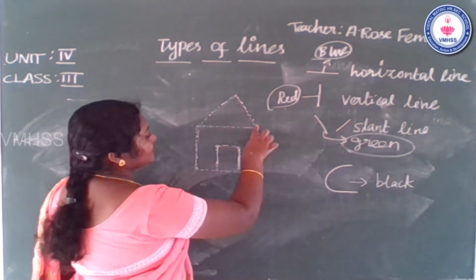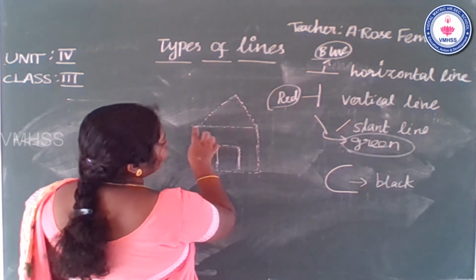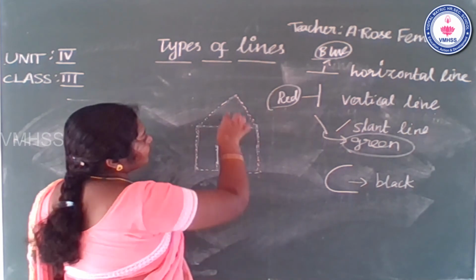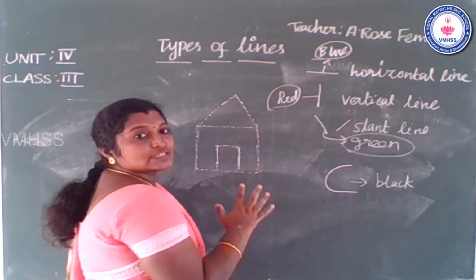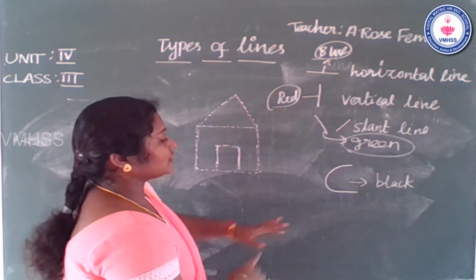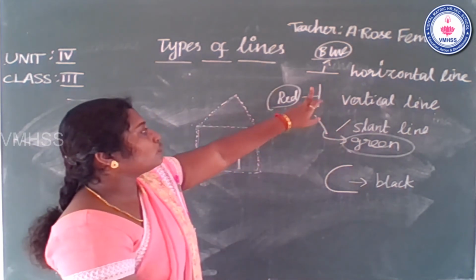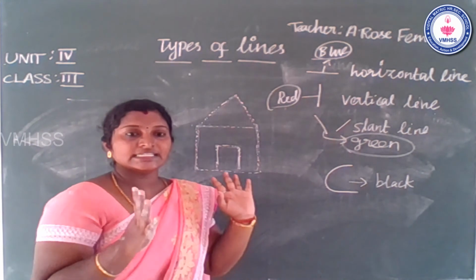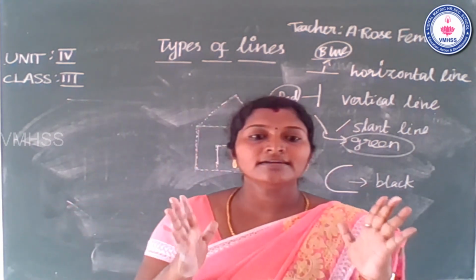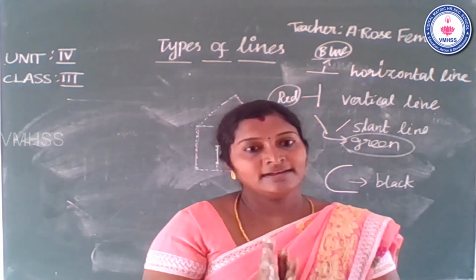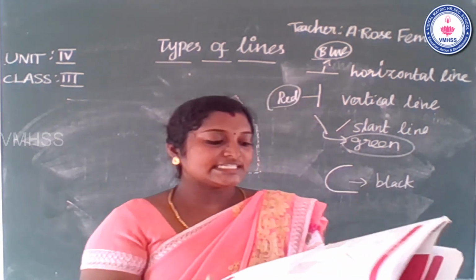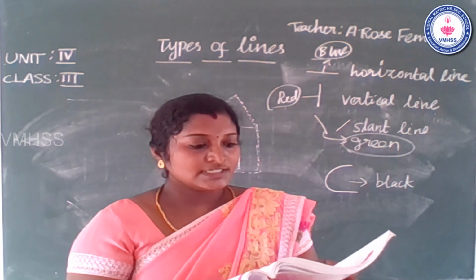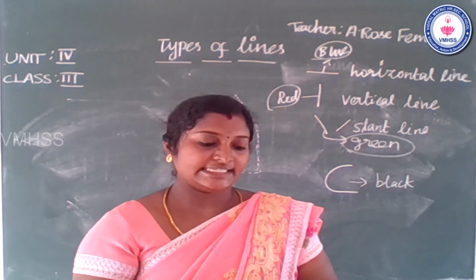This one is a vertical line, this is a horizontal line, and this is a slanting line. This picture has no curved lines, so you use only blue, red, and green, not black. Students, this is the activity for you. Take a color pencil and use the colors. Take page number 76.